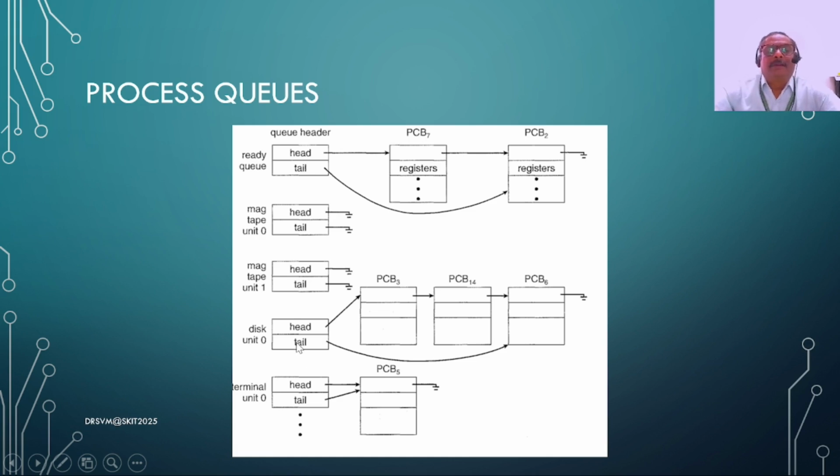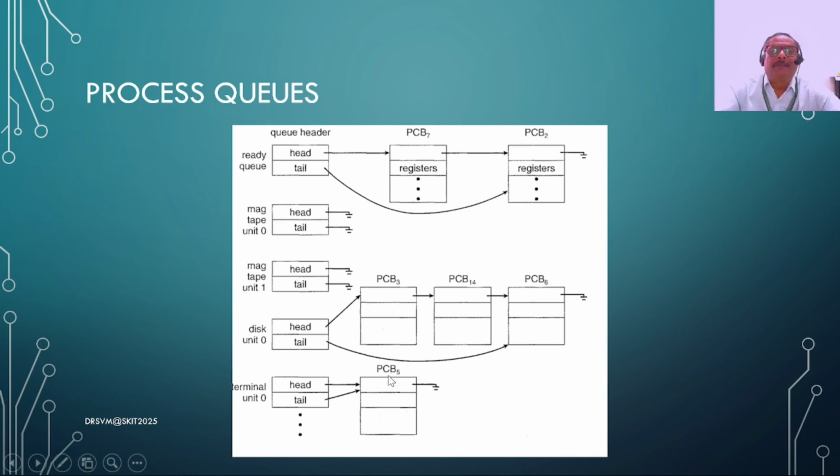Then there is a disk system in our computing system. There is one disk, disk unit 0, and 3 processes are waiting for the disk to be read. Process 3 is at the beginning, then 14, then 6. If a process wants to read from the disk, it gets into the disk queue, and currently process 3 is waiting for its turn. Whenever the disk reading system is free, process 3 will get the chance to read the disk. Once that is done, process 14 gets its chance, and after 14, process 6, and so on. In the same way, for the terminal, some process may be waiting for some key to be pressed.